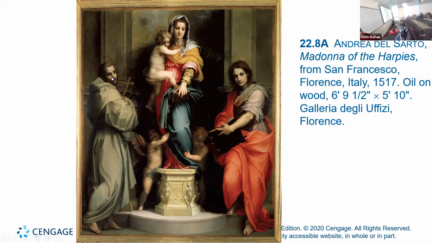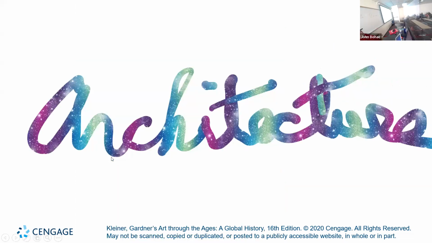Madonna of the Harpies. And again, I showed you a little bit about tenebrism, the idea of darkening the background to push the figures forward, to create a kind of deep space. So Del Sarto is right there with them as well. We have a stylistic change in architecture in the High Renaissance.